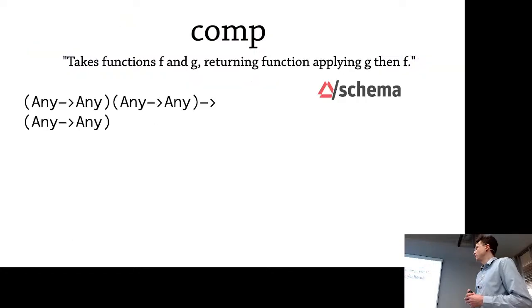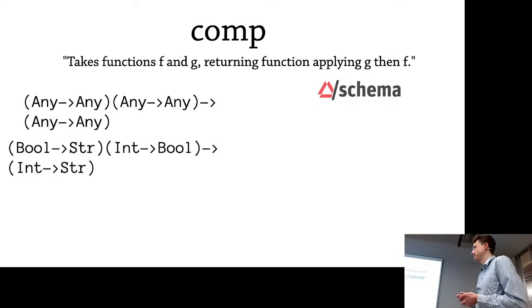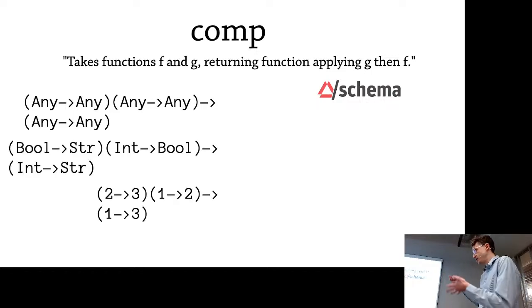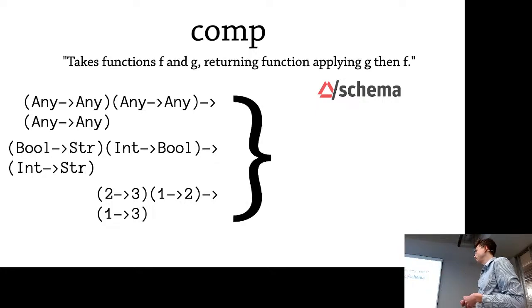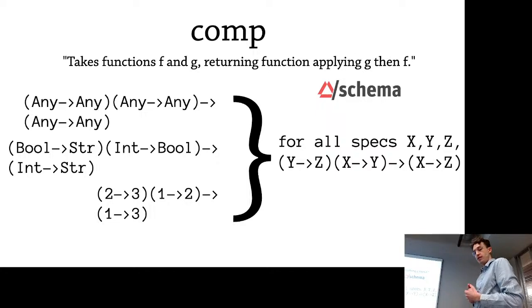All right, so let's again build up the more accurate spec for comp. So here's one valid spec for comp. Here's another one, and here's the one that gives the game away. If you have a G that goes from 1 to 2, and an F that goes from 2 to 3, then you can go from 1 to 3. So if we summarize these all in a spec, we get this. For all specs X, Y, Z, it takes an F that goes from Y to Z and a G that goes from X to Y, and then you get a function that returns X to Z.